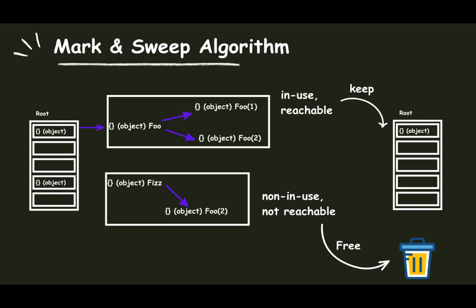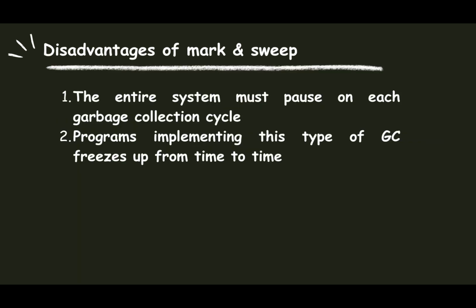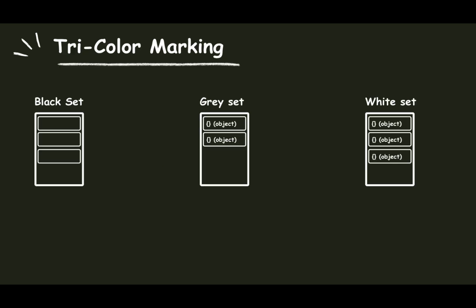for the next cycle. This method has several disadvantages, the most notable being that the entire system must be suspended during collection and no mutation of the working set can be allowed. This can cause programs to freeze unpredictably, making some real-time and time-critical applications impossible to build with such systems. And this naturally leads us to tricolor marking.